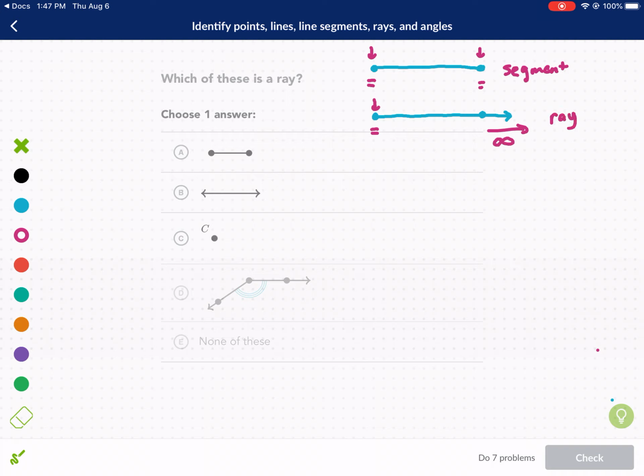Now, a ray can be in any direction, just like a segment can be drawn in any direction. You could draw a segment like that. You could draw a segment like that. There's a lot of different ways you could draw it. And the same thing with the ray. We would just extend in any direction.